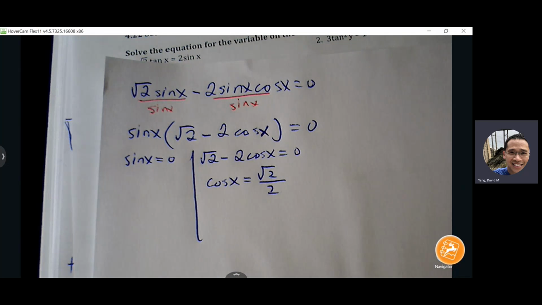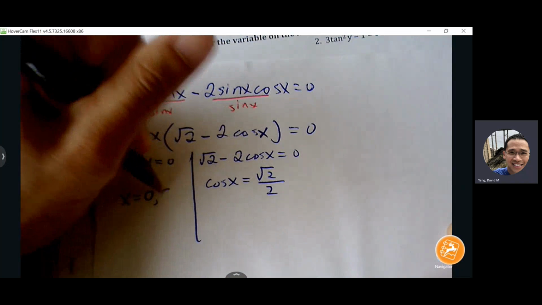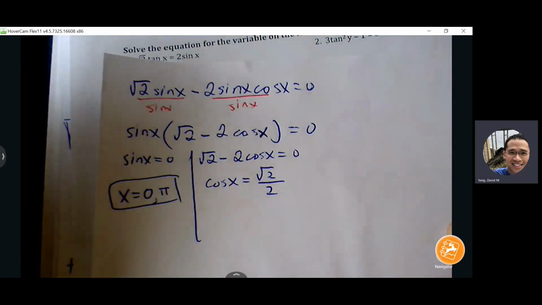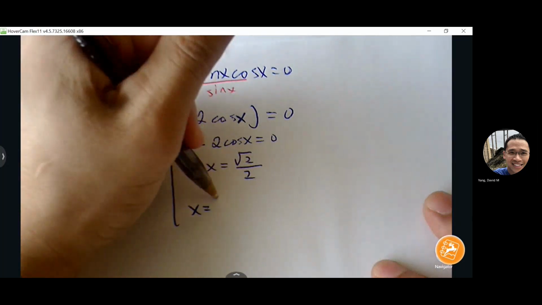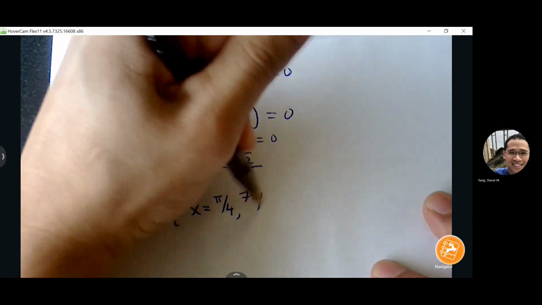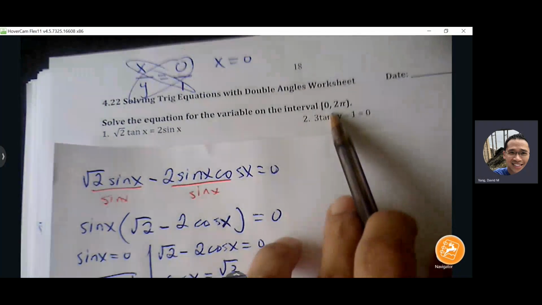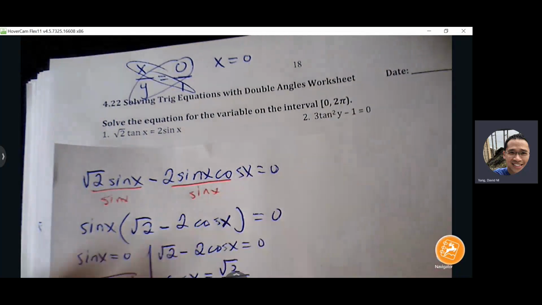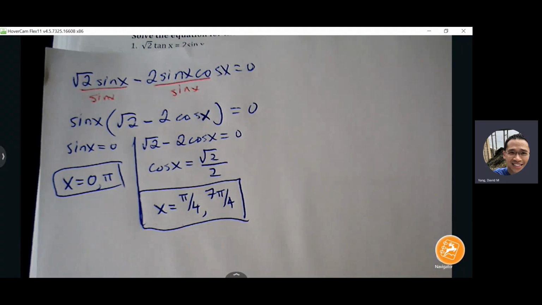Okay, where is sine equal to zero? 0 and pi, okay. And where is cosine equal to root 2 over 2? We get first and fourth quadrant, right? Good. Now here, the directions go back to going from 0 to 2 pi. So we don't have to add that plus 2 pi in. We can leave it just within the first four quadrants.